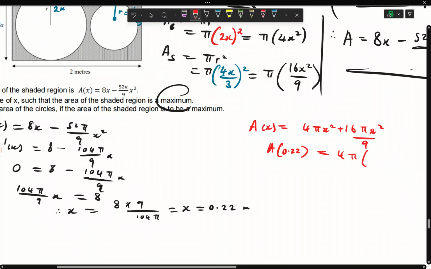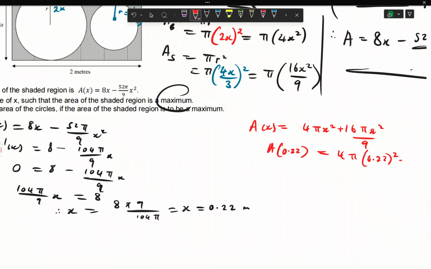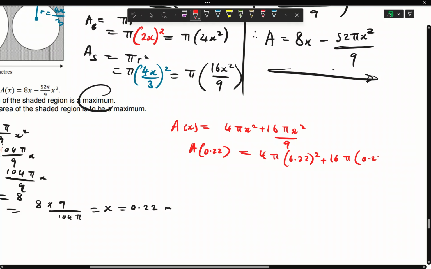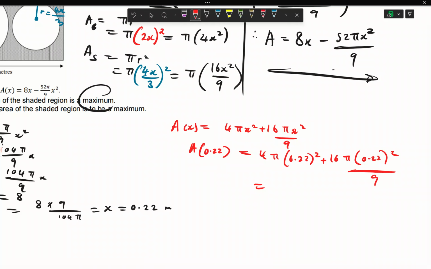So 4 pi into 0.22 squared plus 16. Let me take this to the side. Then pi into 0.22 squared all over 9. So let me see what I have there. So this is 4 into pi multiplied by 0.22 squared, and then plus 16 pi, 0.22 and then squared. So 0.88 is my answer. So therefore A is 0.22. So that's your answer here, guys.